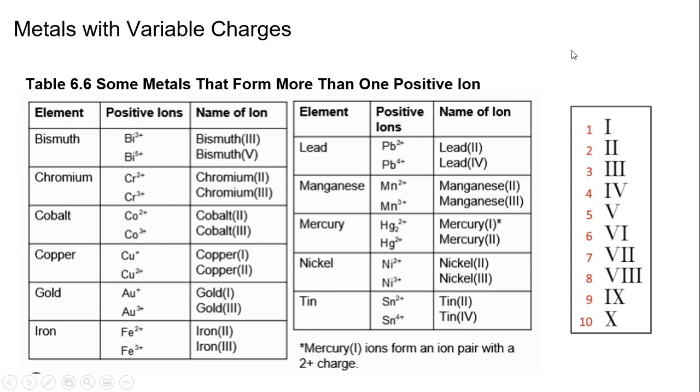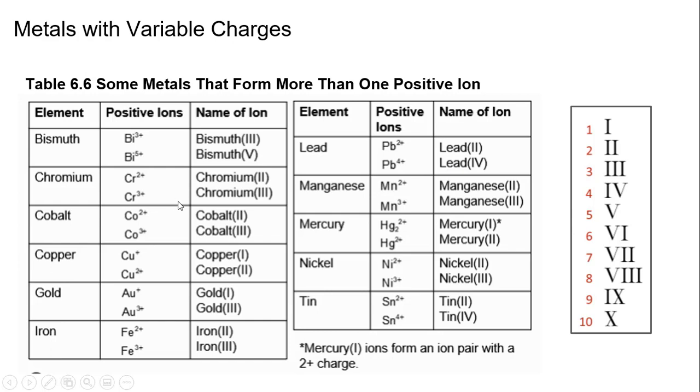It will make your life easier when you're dealing with this. So here are some metals that have more than one positive ion. As you can see, bismuth has a 3, so there's a 3. Bismuth 5. And this is from your book, so I suspect they may give you higher oxidation states, okay?